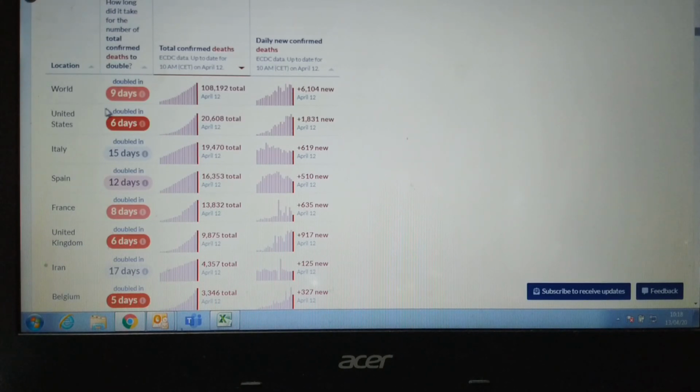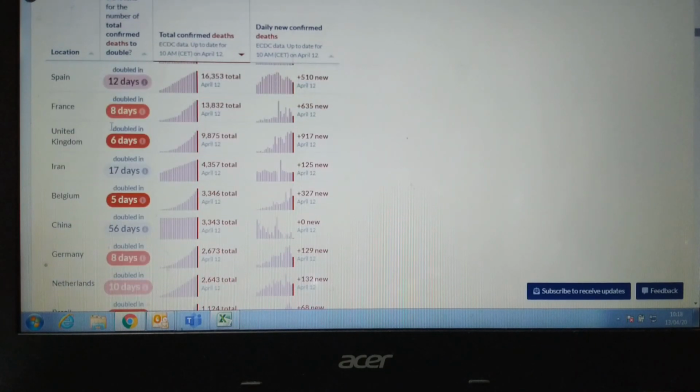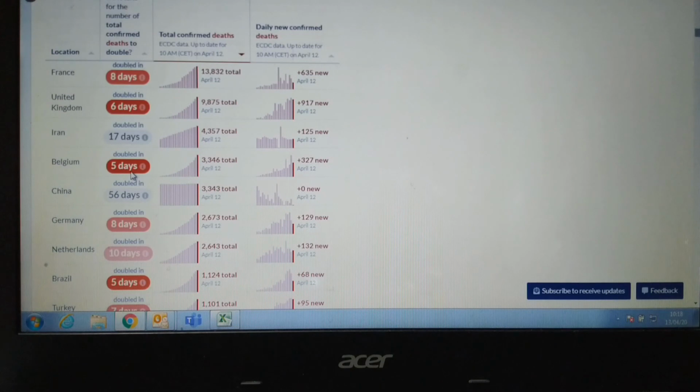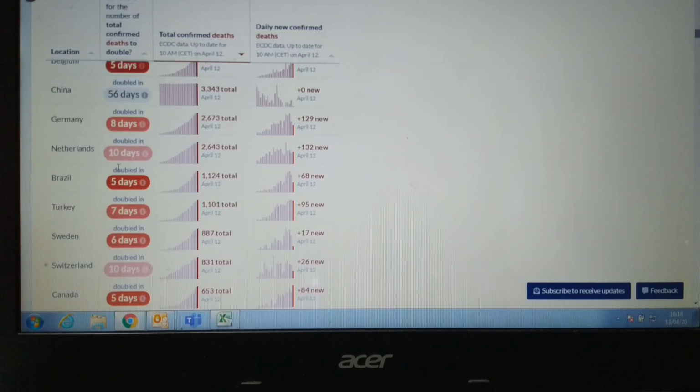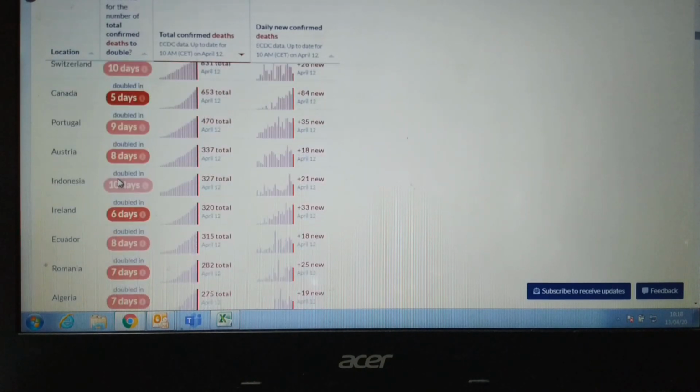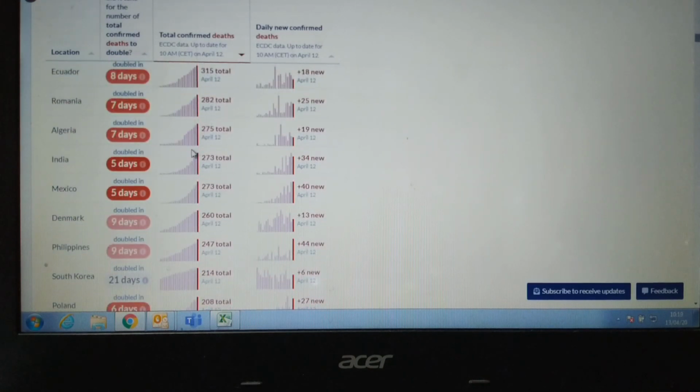The United States is in a bad situation, which is 5 days. If we go down, the United Kingdom is in a bad situation, Belgium too. China, on the other hand, has managed pretty well. The doubling time is right now at 56 days. Other countries, if we go towards, let's say, India. India, though the overall number is not that scary, only 273, but the doubling time is 5 days. And we are exactly in the same situation as Mexico, with 273 deaths and 5 days doubling time.